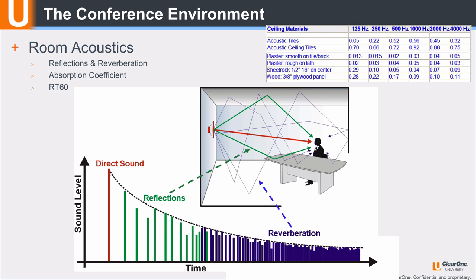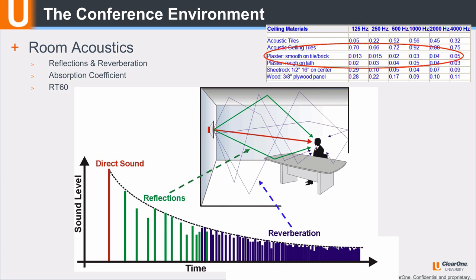They vary in intensity per frequency, dependent on the size and shape of the room and the surface materials used in the room. A material's reflectivity or absorption at a particular frequency is defined by its absorption coefficient. A coefficient of 0 indicates the material reflects all energy, and 1 indicates the material absorbs all energy. A material's absorption coefficient also varies by frequency. Notice the difference between an acoustic tile ceiling and a plaster ceiling.